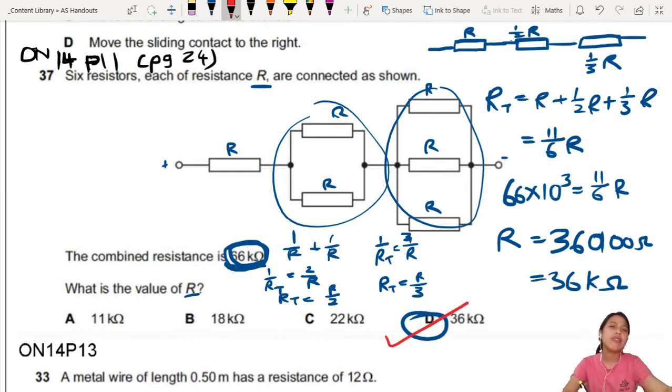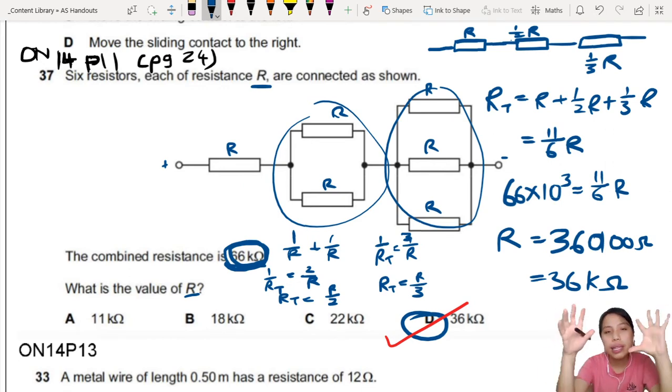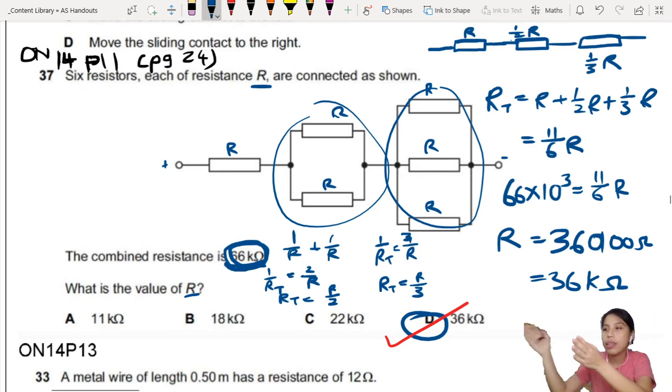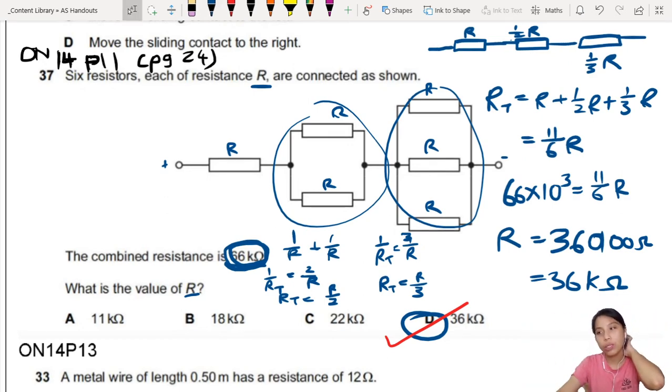So don't panic if you see a lot of resistors. Break it down step by step. Combine if you can. Usually series, parallel, series, parallel. You do it step by step to make your circuit simpler to work with.